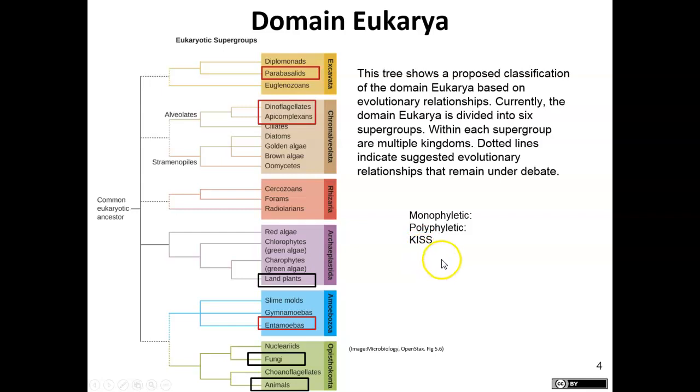Oh, and the term KISS, or keep it simple: the way we remember mono and polyphyletic and how we like it is keep it simple, silly. We want the simplest tree, because the simplest tree is going to be the one that makes the most sense.